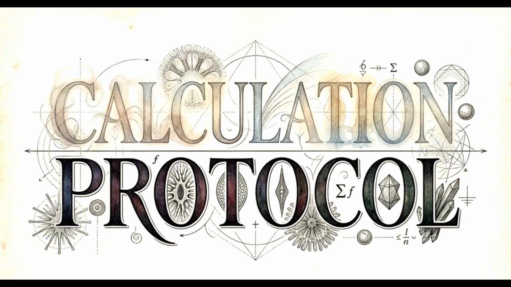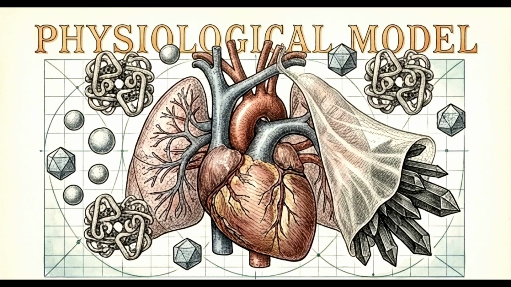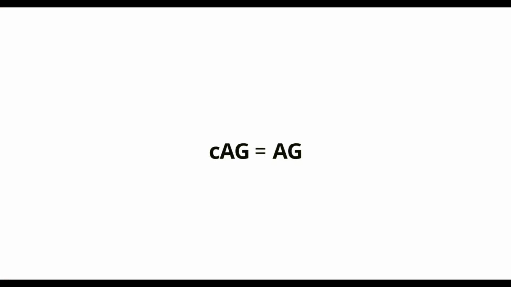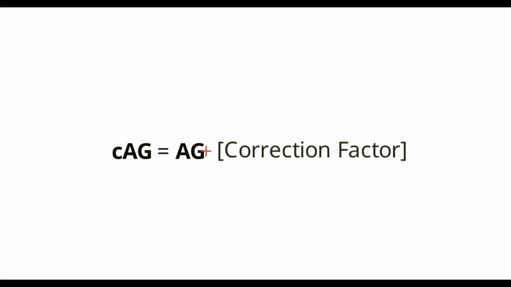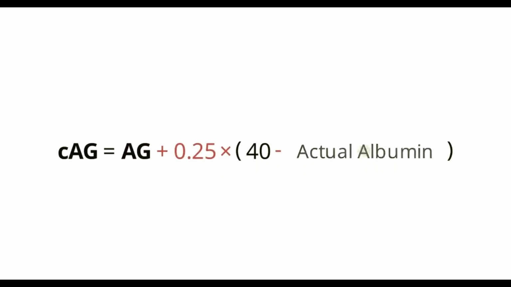To strip away the hypoalbuminemia mask, we must adjust our diagnostics. Calculating the albumin-corrected anion gap, or ACAG, is a mandatory step for patients in the ICU. This formula applies a Henderson-Hasselbalch correction for albumin depletion. We take the measured anion gap and add a specific correction factor. We calculate the difference between a normal albumin level of 40 and the patient's actual albumin, multiplying by 0.25.